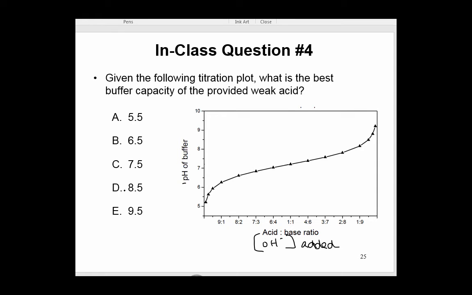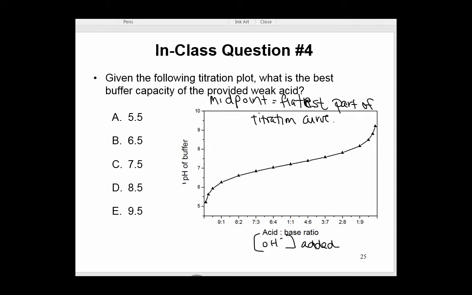Remember, the buffering region is the midpoint, and it's where the change in concentration is minimal. So the flattest part of the titration curve. Flattest, wow, that's bad, part of the titration curve. That's where the buffering is greatest, and that says flattest. F-L-A-T-E-S-T. All right.